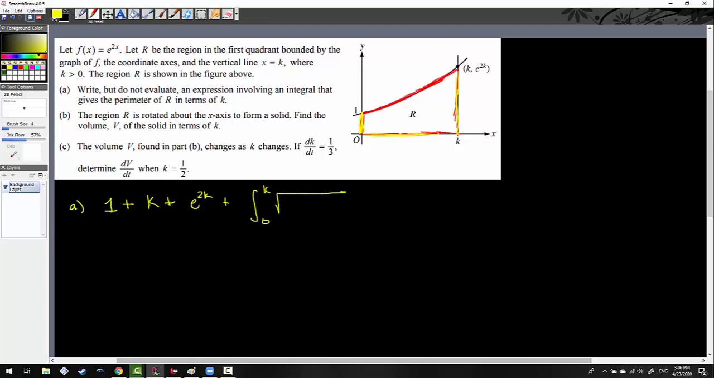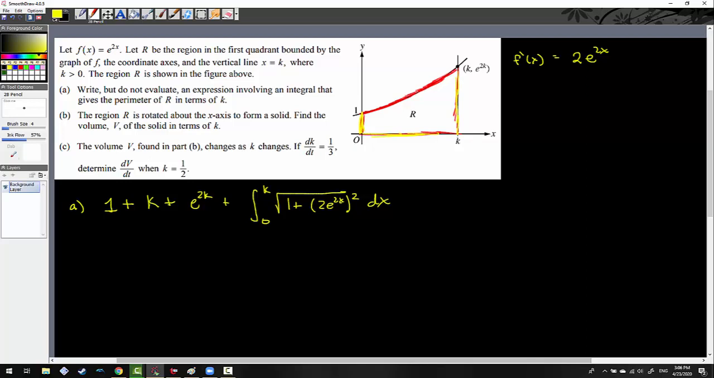So that's going to be the square root of 1 plus, we've got to figure out what the derivative is, f prime of x. Well, let's write it out on the side right here. F prime of x, well, f of x is e to the 2x, so that's going to be 2e to the 2x. So that's what's going to pop into here. And that's going to get squared, slap on a dx, and that's as far as you need to go for part A. Pretty straightforward in terms of questioning at the beginning.